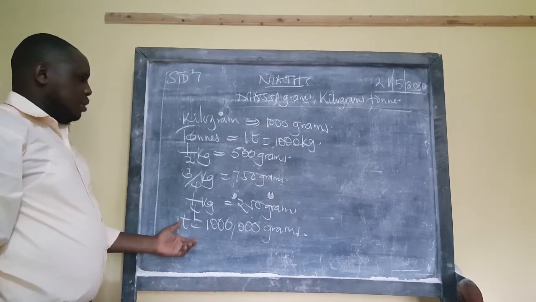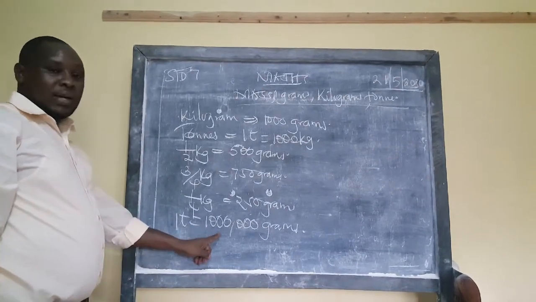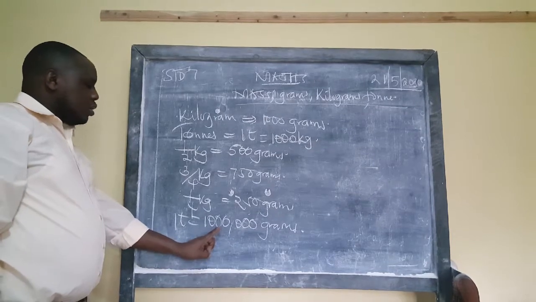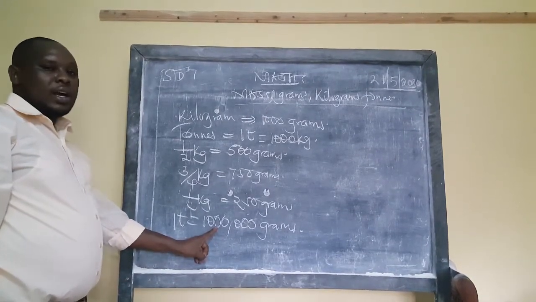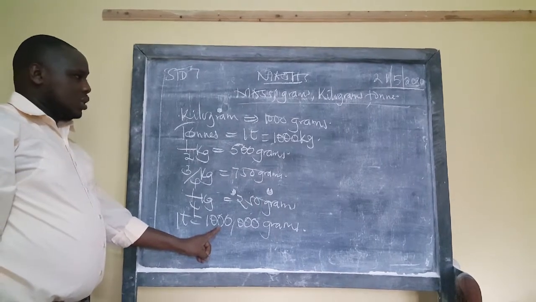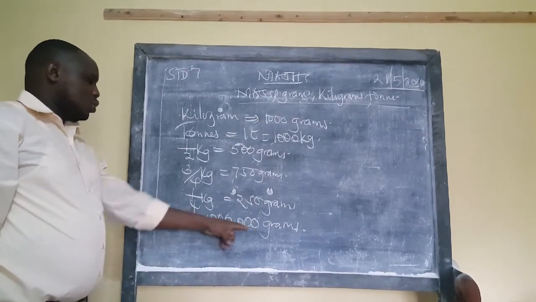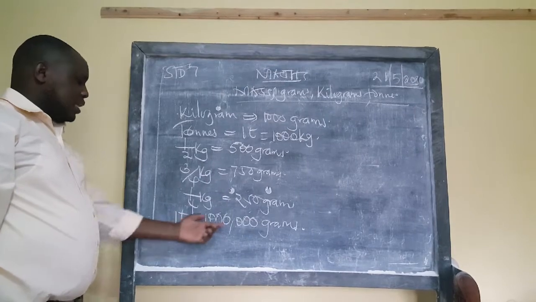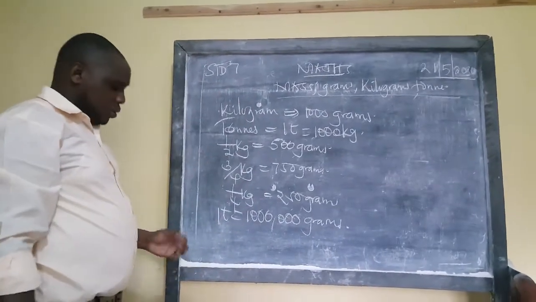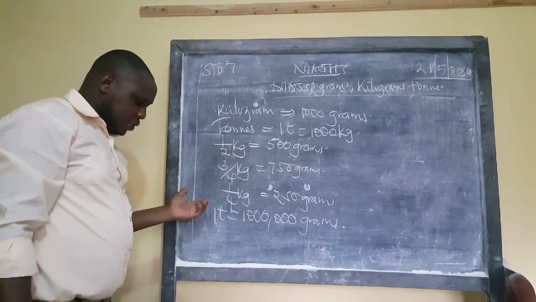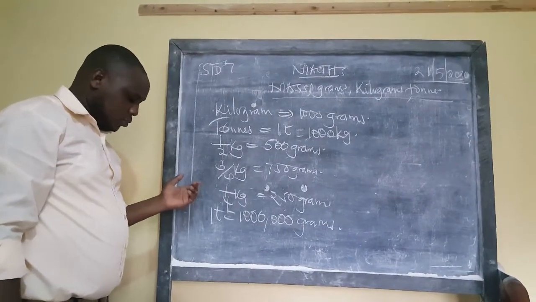Why does it have 1 million grams? Because a ton has 1,000 kilograms, and each of those kilograms has 1,000 grams. So times 1,000 also. So 1 ton is equivalent to 1 million grams. With these relationships, we can do any question that we are given.